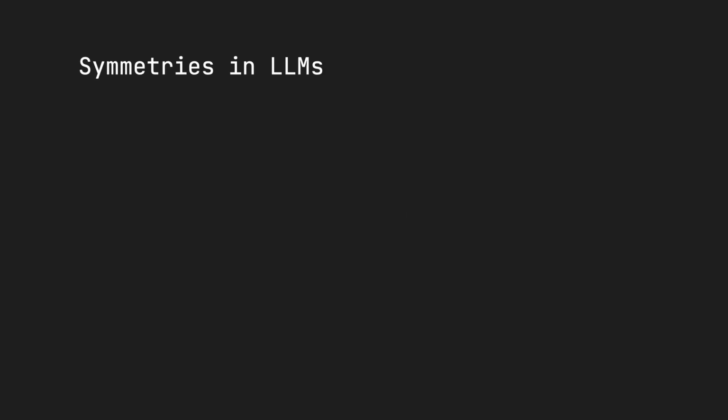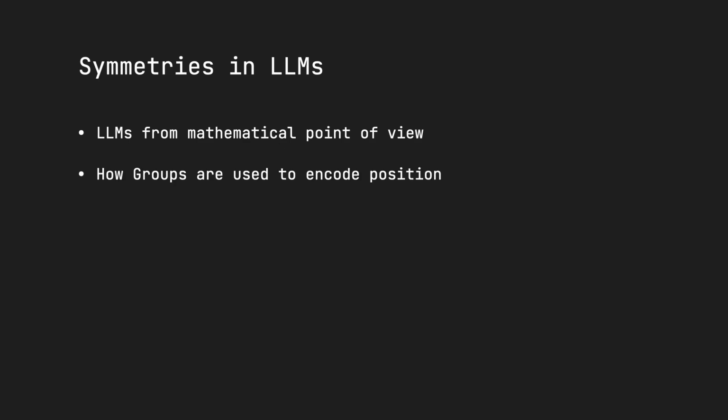We're going to look at how symmetries arise in LLMs. This video is very mathematical. We're going to be looking at the internal machinery of a transformer from a mathematical point of view, and at how group structures are used to encode position and distance about tokens. We're going to look specifically at how SO2 groups are used inside of LLMs to get semantic information. So this is a very mathematical point of view of looking at symmetries in an LLM.